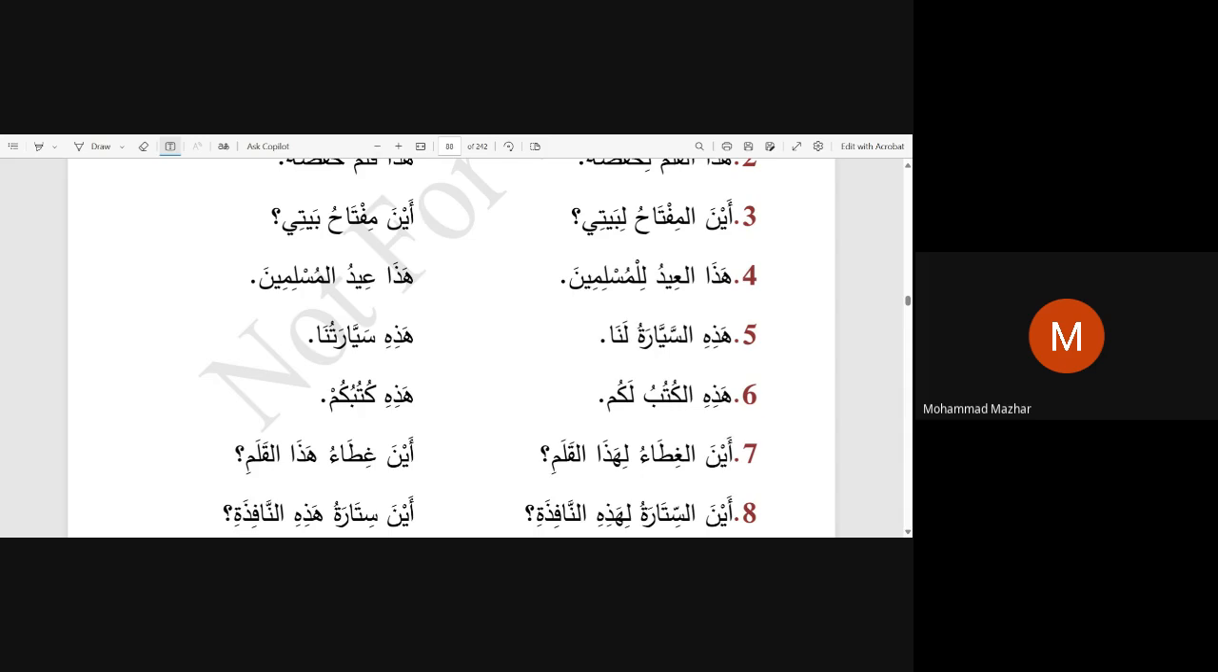So number 6, you repeat after me. هذه الكتب لكم. These books are for you. We know that it's a complete sentence. I said al-kutub lakum, the books are for you all. We don't need hadihi. Hadihi is just emphasizing, pointing at exactly what books I mean, so it's total clarity. The sentence al-kutub lakum is a complete sentence.